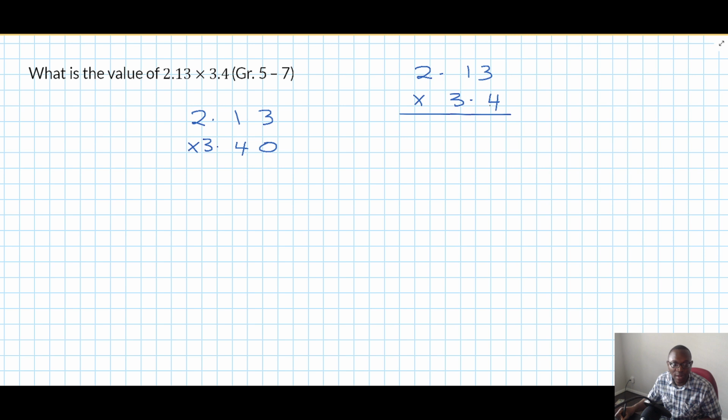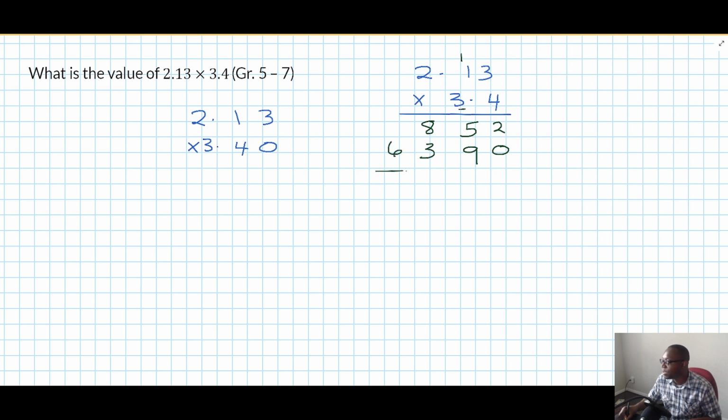So 3 multiplied by 4, we have 12. So we write 2 here and we carry 1 up here. 1 multiplied by 4, we have 4. We add 1 to that, that is 5. 2 multiplied by 4, we have 8. Now, because we're moving to the 3, we're in the tens place. So we're going to put a 0 in the ones place, and then 3 multiplied by 3, we have 9. 1 multiplied by 3, we have 3. 2 multiplied by 3, we have 6.